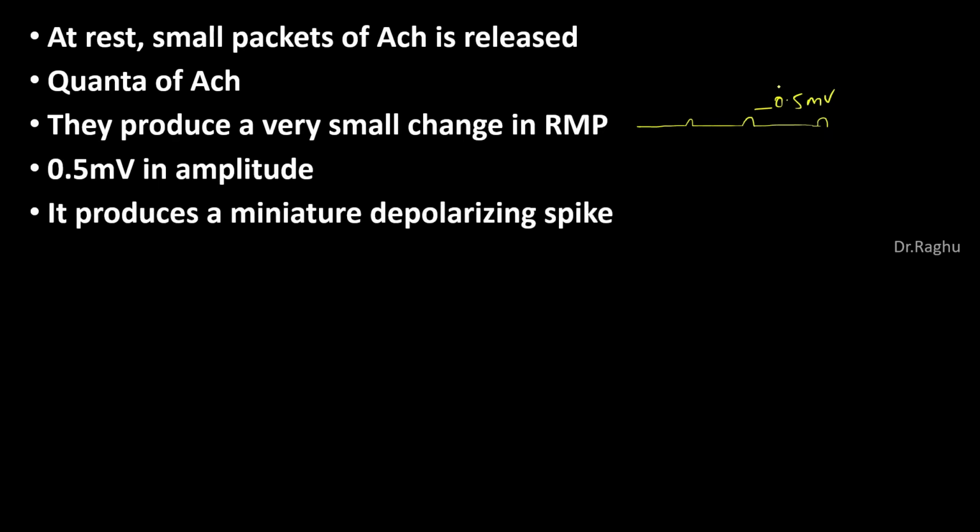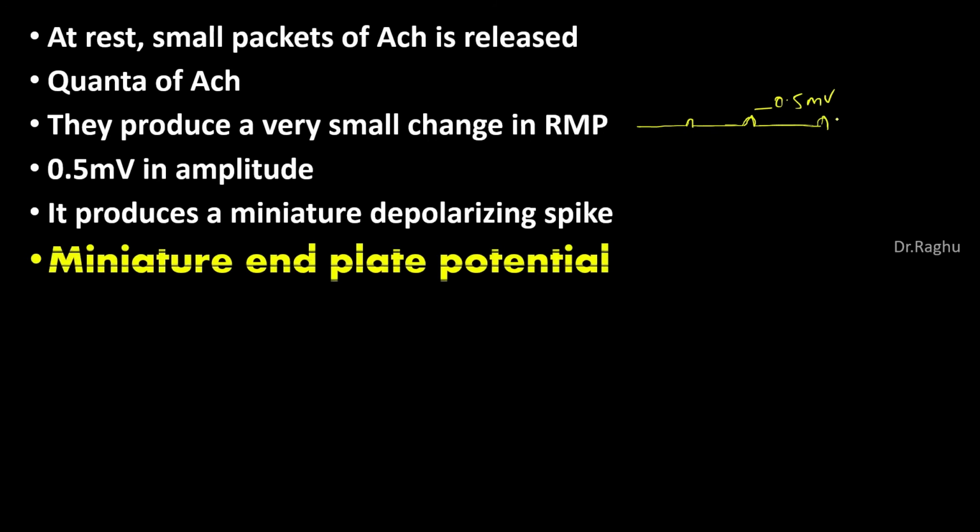This produces a miniature depolarizing spike. Here you are seeing a small spike, and then again a small spike, and then a small spike. This is what is called the miniature end plate potential. Remember this term. Sometimes they will ask you in the exam, what is miniature end plate potential? It is a potential produced even when the presynaptic neuron is not stimulated. Small quanta of acetylcholine are released without stimulation, that is at rest, and this produces a very small change in the resting membrane potential amounting to 0.5 millivolt in amplitude, producing a miniature depolarizing spike, which is called a miniature end plate potential.